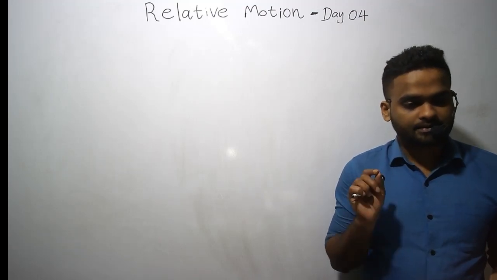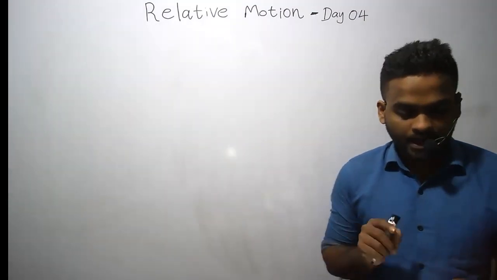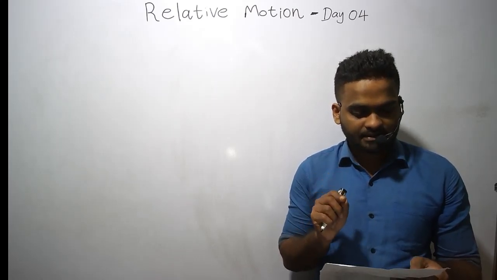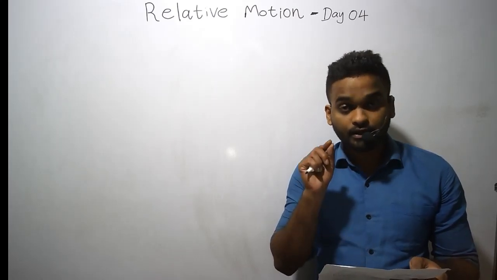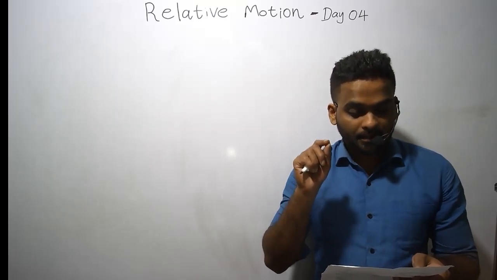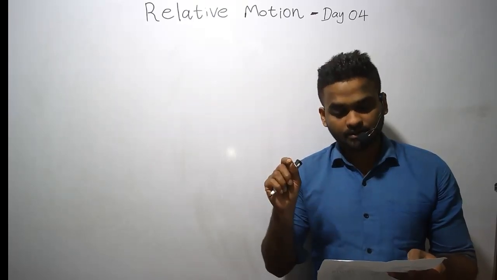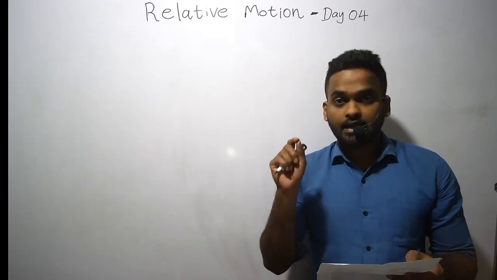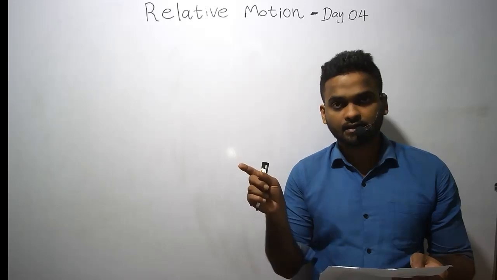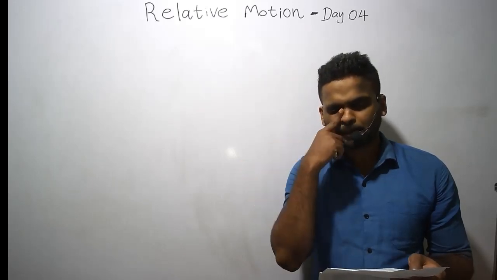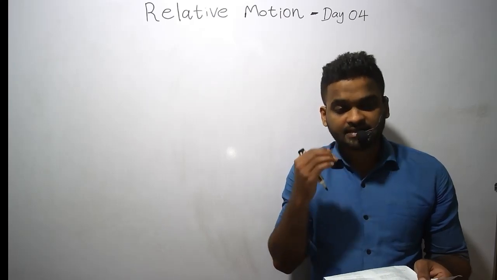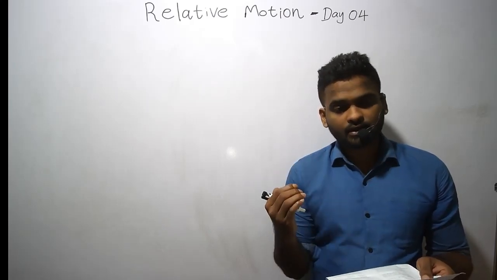Right. Let's understand the question. Maximum relative velocity between two objects is 100 meters per second. Minimum relative velocity is 20 meters per second. Their velocities are... What does it mean? When they say just velocities, they are asking about Earth relative velocities, right?